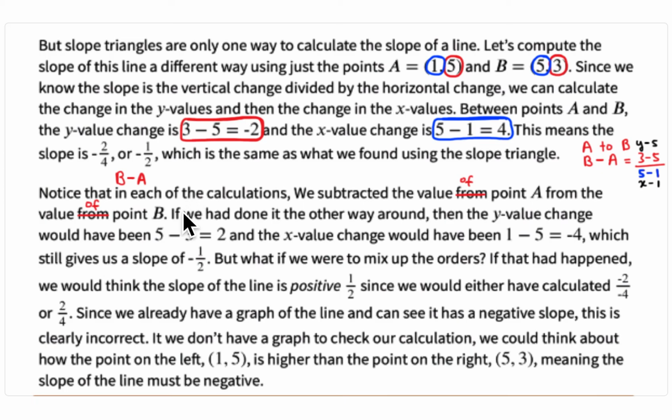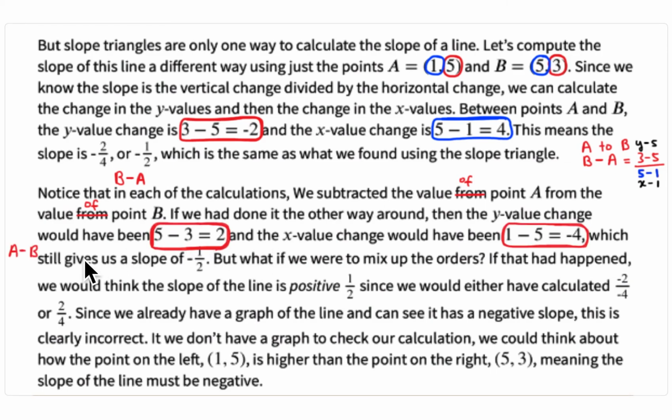So then this next paragraph says, okay, notice that in each of the calculations we subtracted the value of point A from the value of point B. So it's B minus A. So you're moving from A to B, so you're subtracting where you start from where you end. So then they say, well, what if we switched it? Well, that's moving from B to A. So you're going to take the values at B and subtract those from A. So that's going to be 5 minus 3.